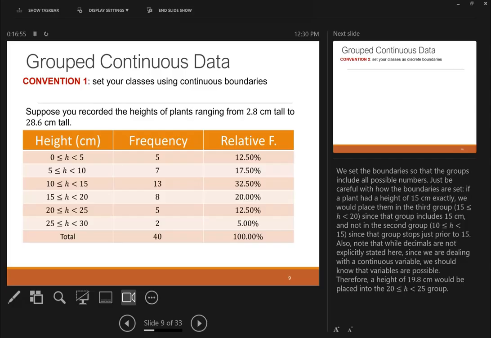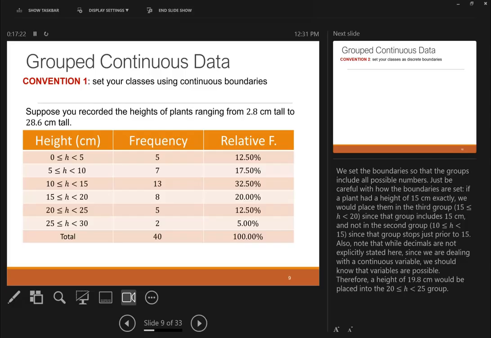Maybe I decided to group them from 0 to 5, 5 to 10, 10 to 15, 15 to 20, 20 to 25, and 25 to 30. Notice I did this using inequalities, so it's crystal clear where those boundary values belong. So 0 belongs in the first group, 5 belongs in the second, 10 belongs in the third, and so forth. And then I counted up my plants.